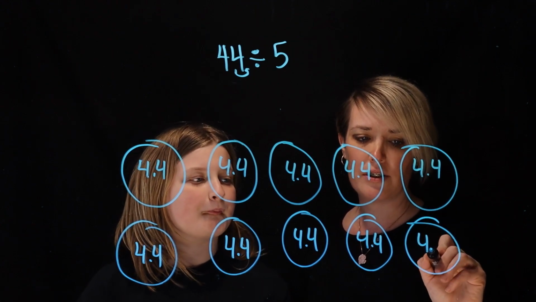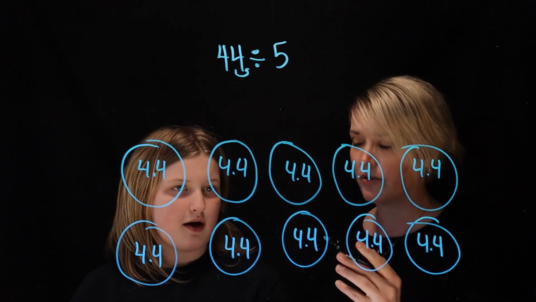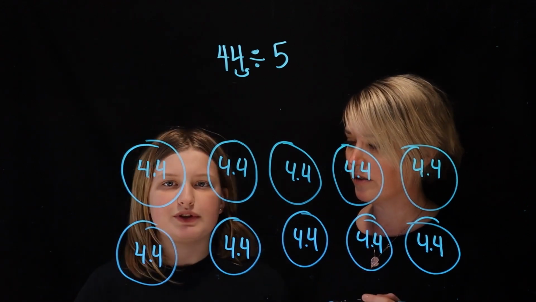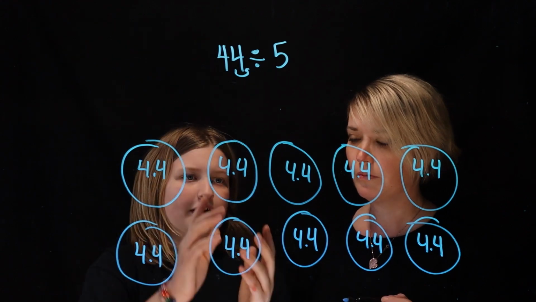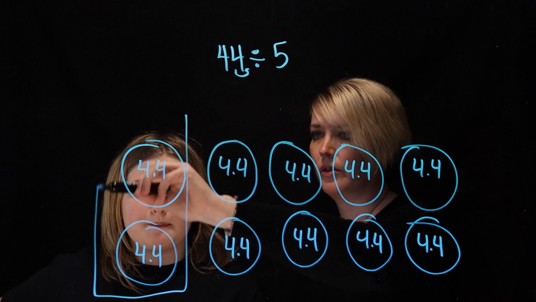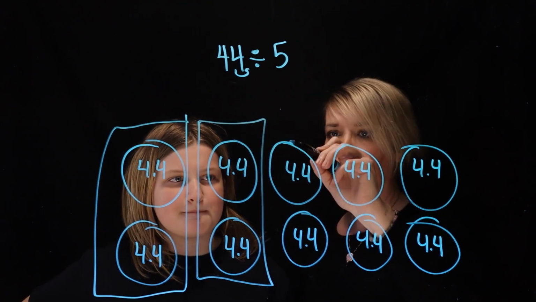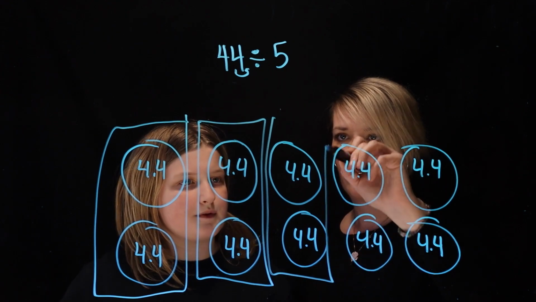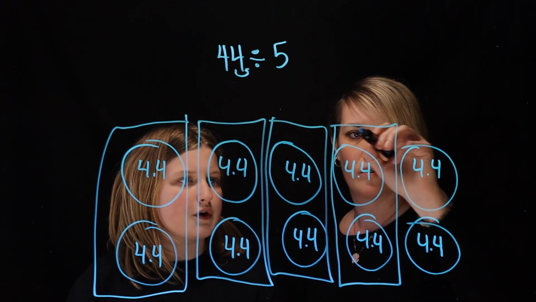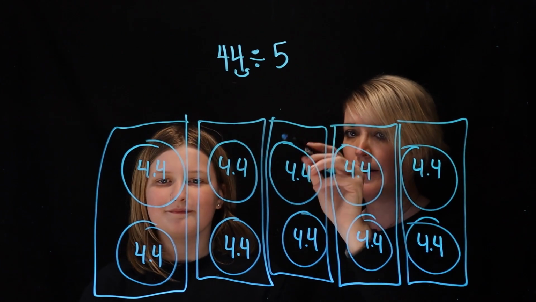Okay, so now there's 10 of these, but it's 44 divided by 5, so it's 5 groups that we have to think about. Yeah. So we just have to put these together because then we'll get 5. Oh, okay, like this, right? Yeah. Okay, so that's 1 group. 2. Yep. 3. 4. And 5. So we have 5 equal groups.